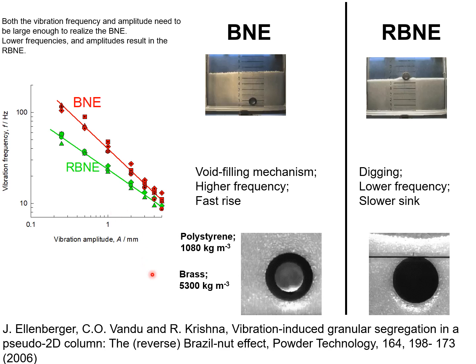Let's demonstrate that with two different experiments. On the left-hand side, we take a column filled with polystyrene particles colored white, and we have a large brass intruder that is heavy and has a density of 5,300 kilograms per cubic meter. The polystyrene particles are 1,080 kilograms per cubic meter. And I'm going to vibrate this column at a high frequency. You see the intruder has risen to the top.